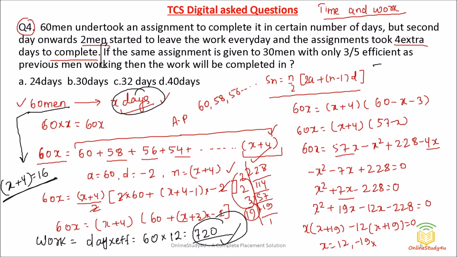Now, the work we know total is 720, and who is going to do it? So these 30 men are going to do it, and one man's efficiency is nothing but 3 by 5. So here we have assumed one man's efficiency is what? 1. Now one man's efficiency is 3 by 5. So the zeros cancel, 3 into 3 will be 9, 9 eights. This 5 will go up, so 8 into 5 will be 40 days.